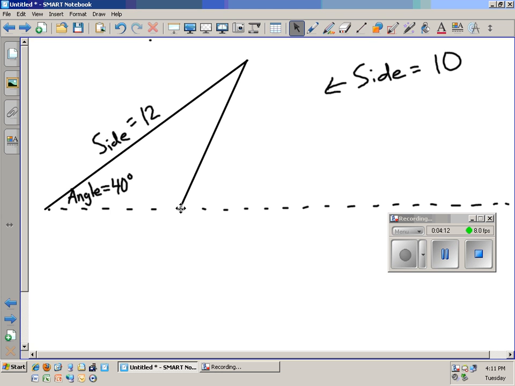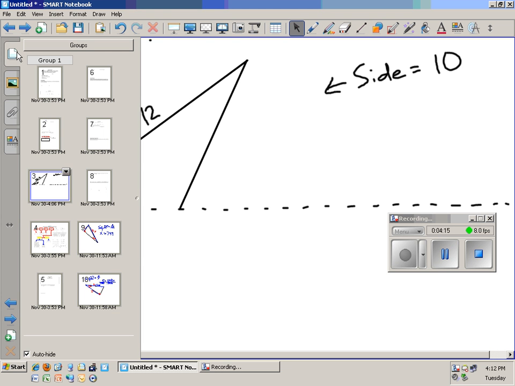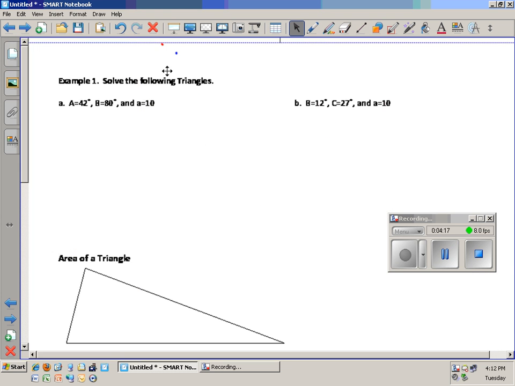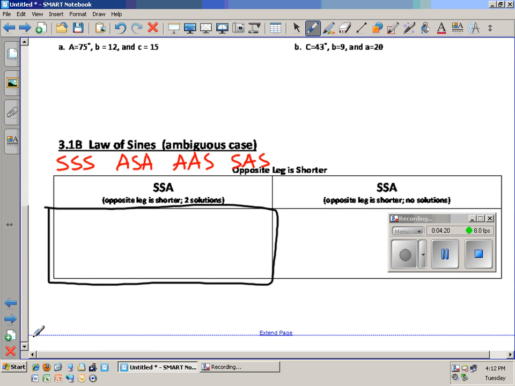So we go back to our notes. We'll just sketch that in to the best of our ability. Down at the bottom here, if the opposite leg, so say this is 12 and this one's 10 at 40 degrees, that's one possible triangle. Or you can have 12, 40, and 10. Two different shaped triangles depending on which side that pendulum swings on.